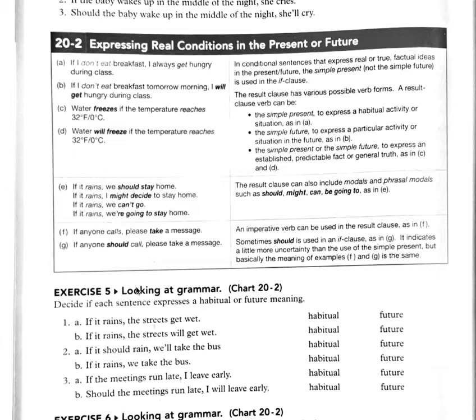So if we look at exercise 5. In exercise 5, it says decide if each sentence expresses a habitual or future meaning. Look at number 1, 2, and 3, A and B, and circle habitual or future.